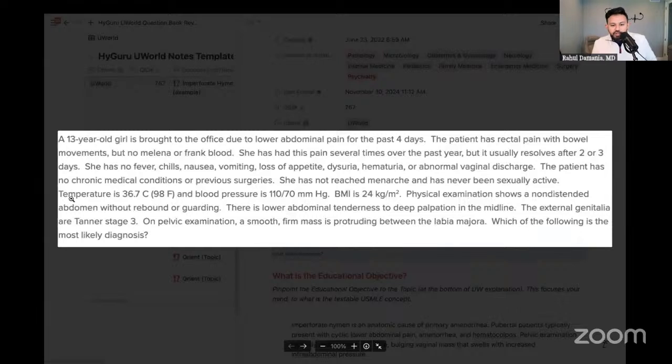Now you have the objective here. Here are the vital signs. Here's the physical exam. Here is going to be the further physical exam. There is lower abdominal tenderness to deep palpation. The external genitalia are Tanner stage 3. On pelvic exam, there's a smooth, firm mass protruding between the labia majora. Which of the following is the likely diagnosis? This is going to be the lead-in or the stem, okay?